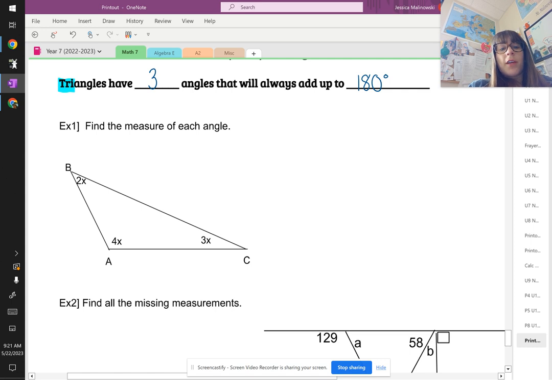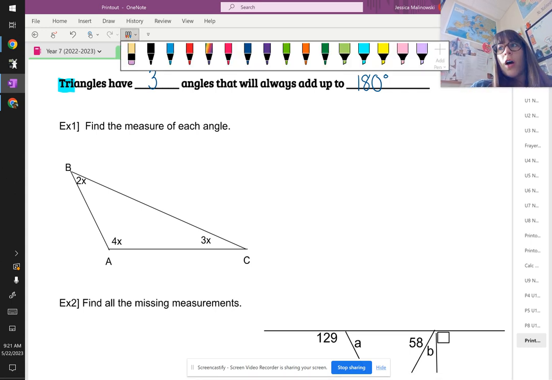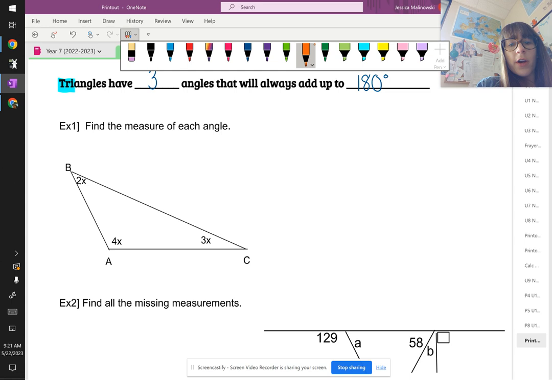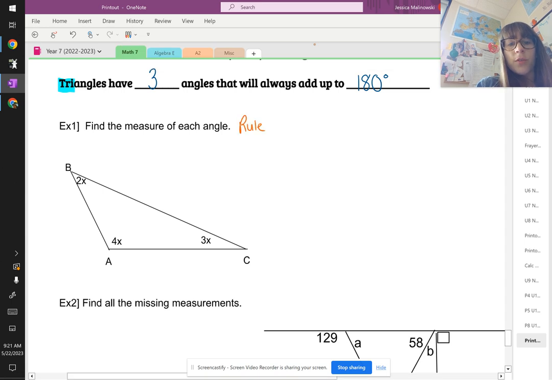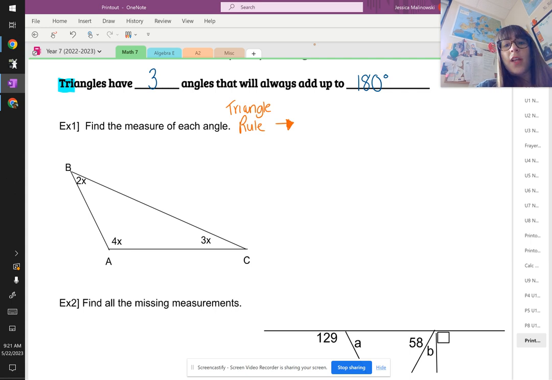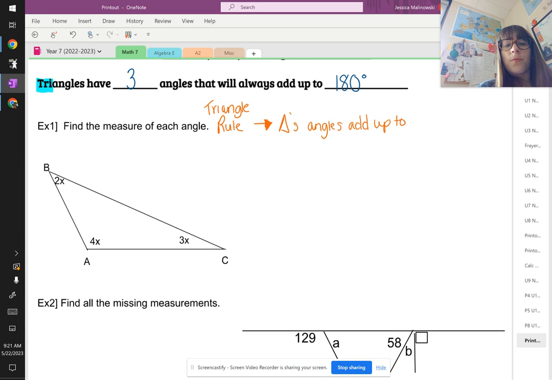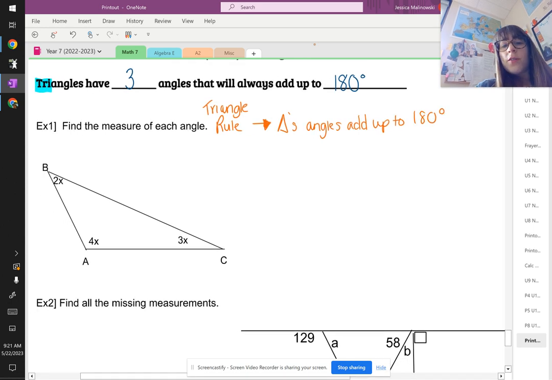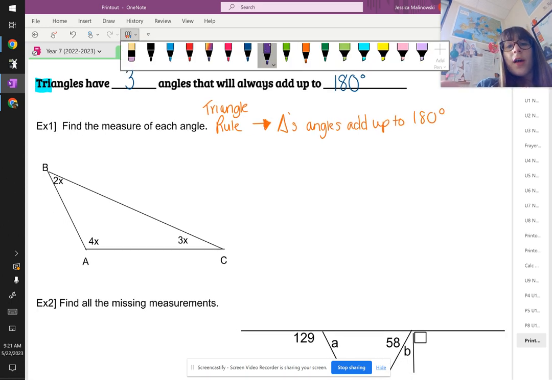So example 1, find the measure of each angle. Well, first off, we can see that this is a triangle. So I'm going to look at my triangle rule. When it asks you to explain, if it does, you just explain the rule. And the rule is that triangles, angles add up to 180 degrees. So I'm going to use that fact to create an equation.